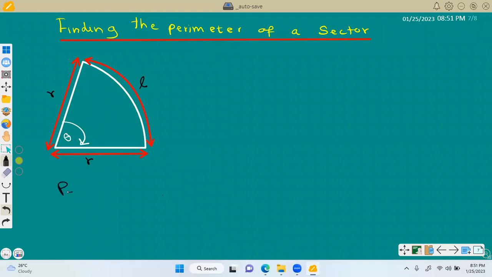Okay. So, when you find the perimeter of this sector, then the perimeter of the sector. Okay, in the previous case, we found the arc length. Now the perimeter of the sector is equal to the arc length plus the length of these two radii. That means you have to add the radius 2 times.